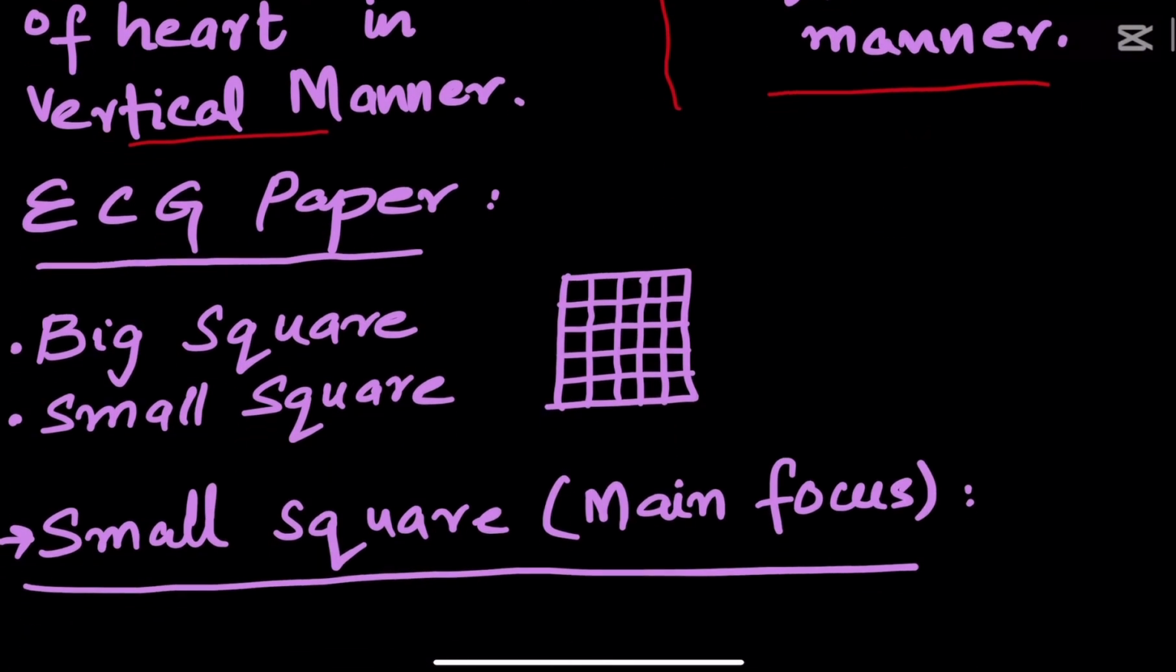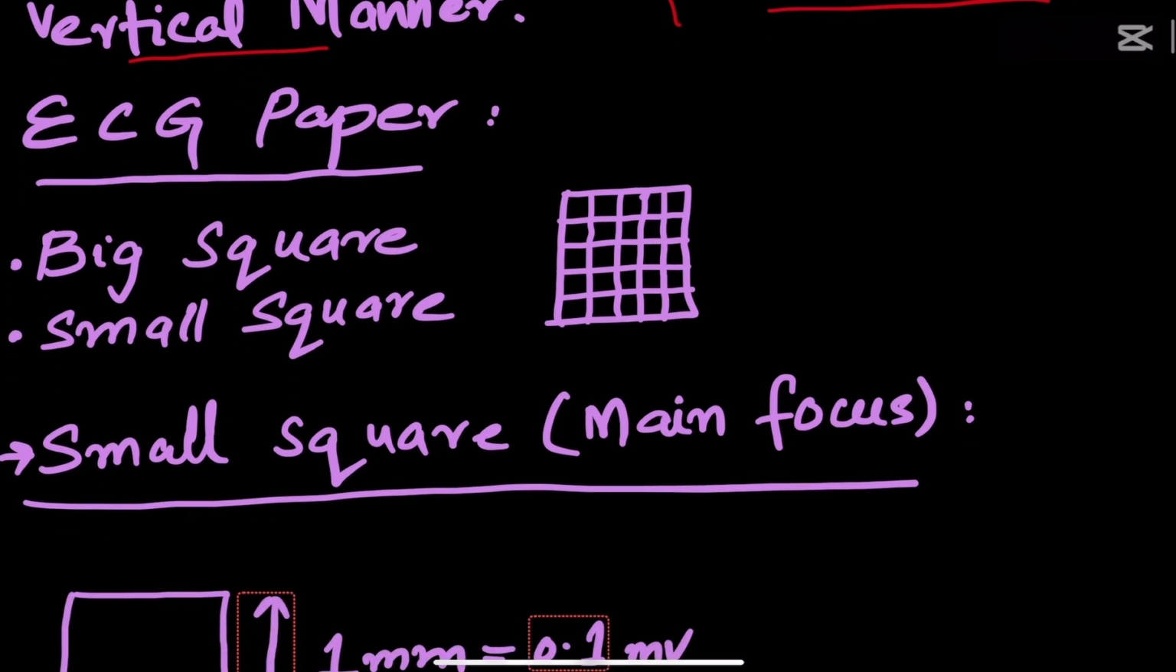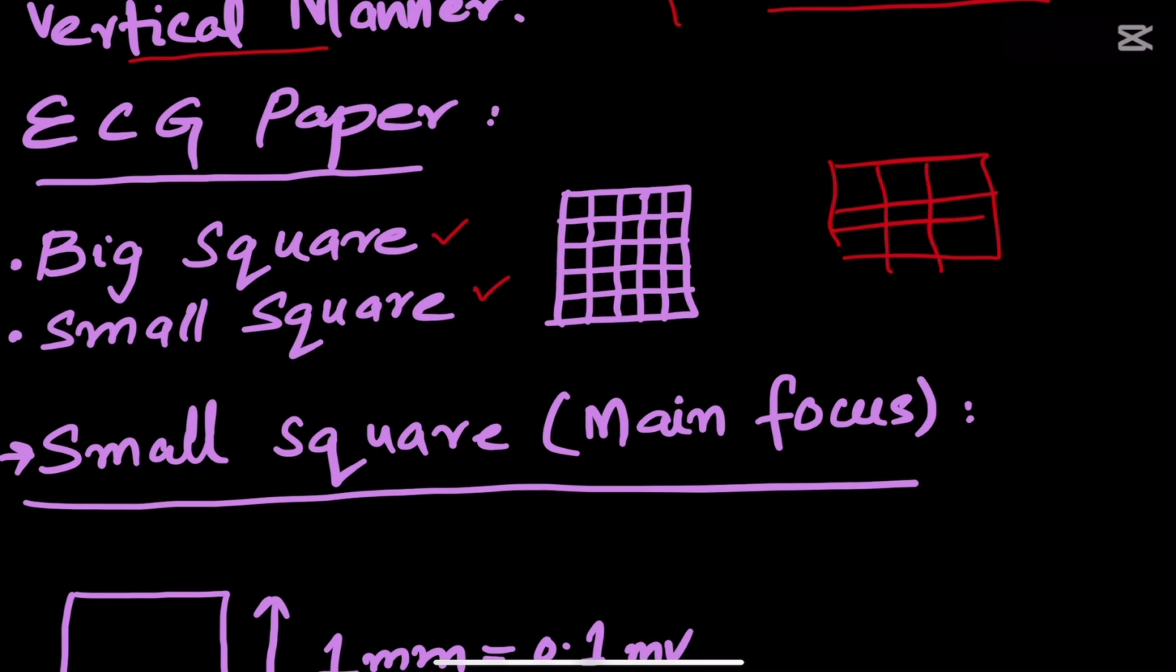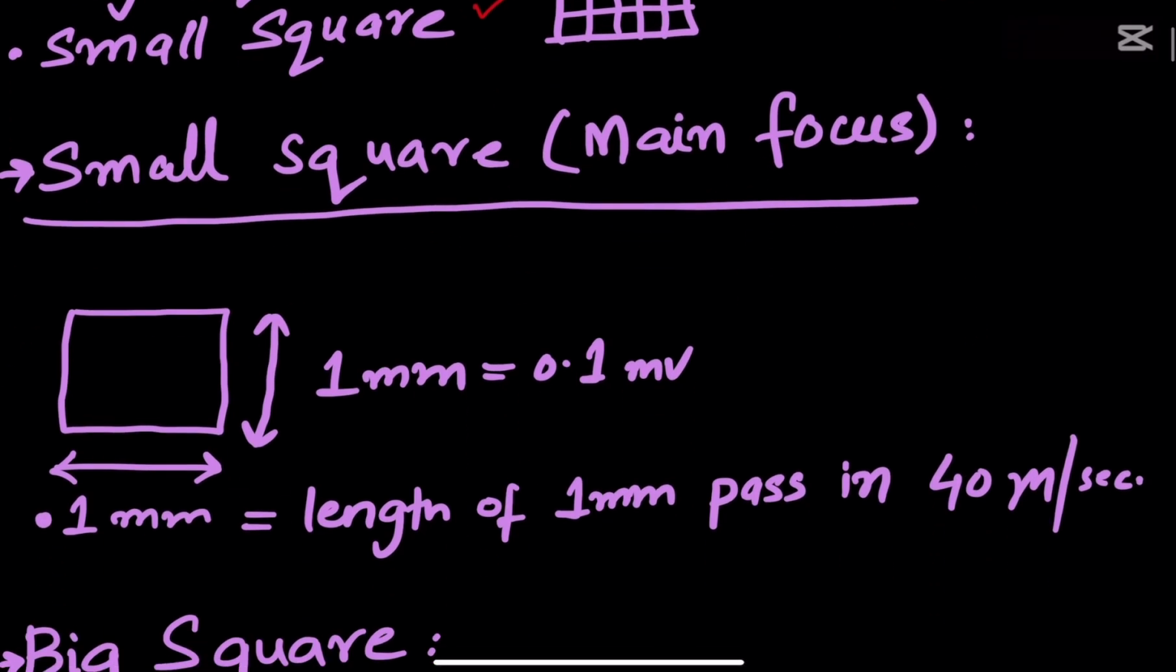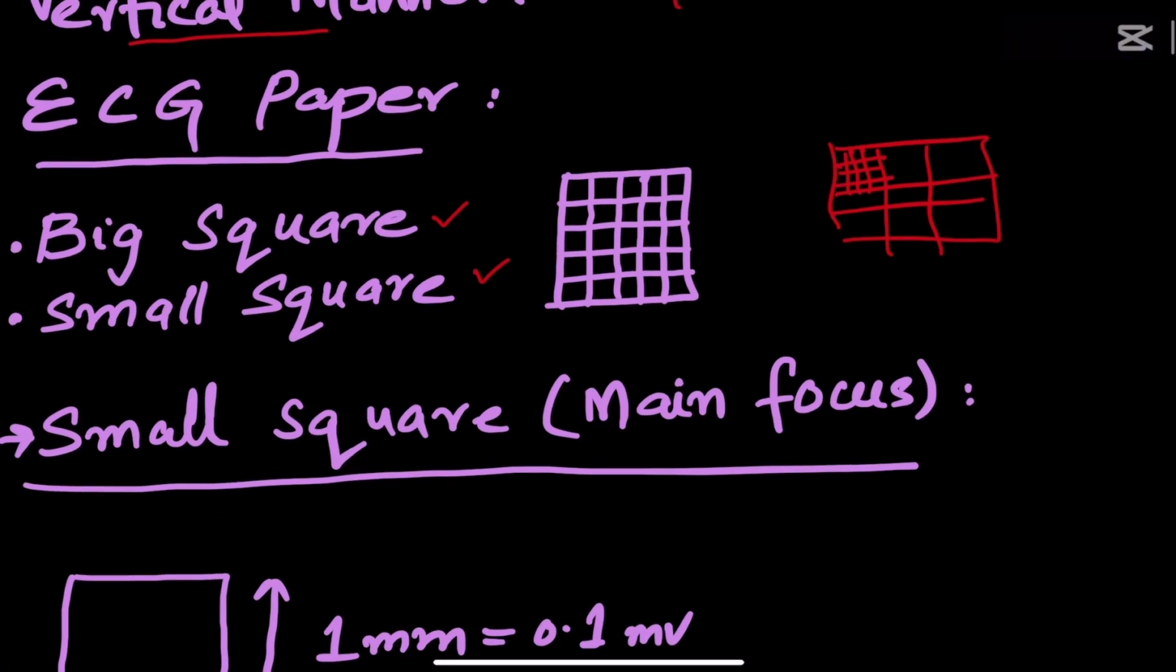Now we are having ECG paper. It is located like this and it consists of big squares and small squares. This is ECG paper. We have big squares in it and then we have small squares inside it. So the ECG paper looks like this. Now the small squares on the ECG are the main focus for the readings. That is, if this is an ECG paper, then this is the small square and the main reading is taken on these squares. We will discuss how.